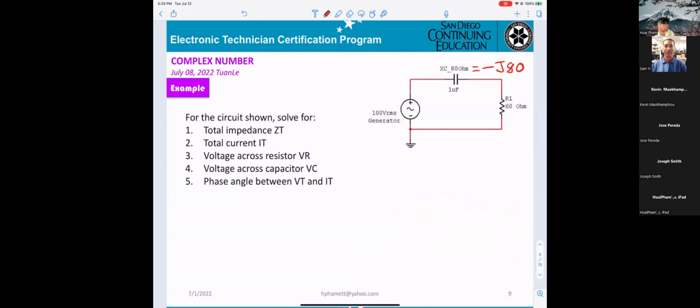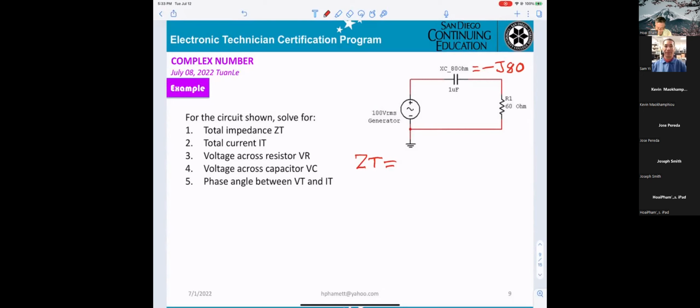And now they want the total impedance. So can you tell me what the total impedance is? So, Mr. Pham, would you write that as 60 minus J80, and then for ZT, you would put the square root of 60 squared plus 80 squared, or is it minus, plus or minus 80 squared?